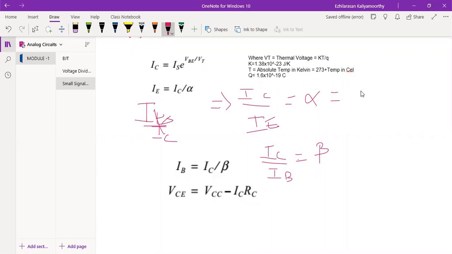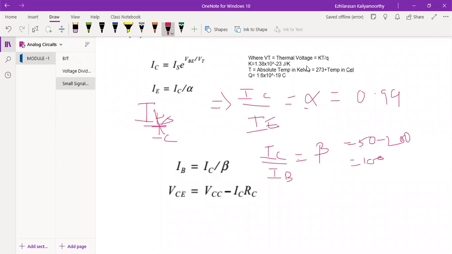Normally, the value of alpha will be approximately 0.99, or I can say the range will be from 0.95 to 0.99. So it is a gain factor, actually. Then beta normally will range from 50 to 200. Somewhere we may discuss beta equal to 100. So these two relation quantities we should know: IC by IE is alpha, and IC by IB is beta.